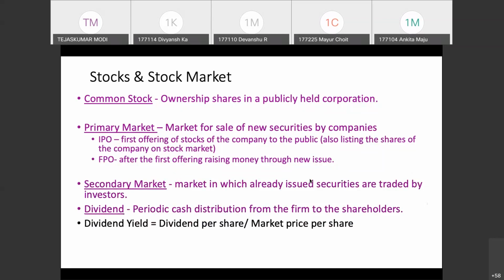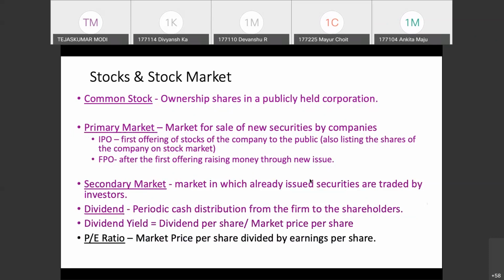Dividend yield is dividend per share divided by market price per share, multiplied by 100 if you want that in percentage. And the last is price earning ratio. Price earning ratio is market price per share divided by earnings per share. So what does this mean, guys? What does this price earning ratio imply?